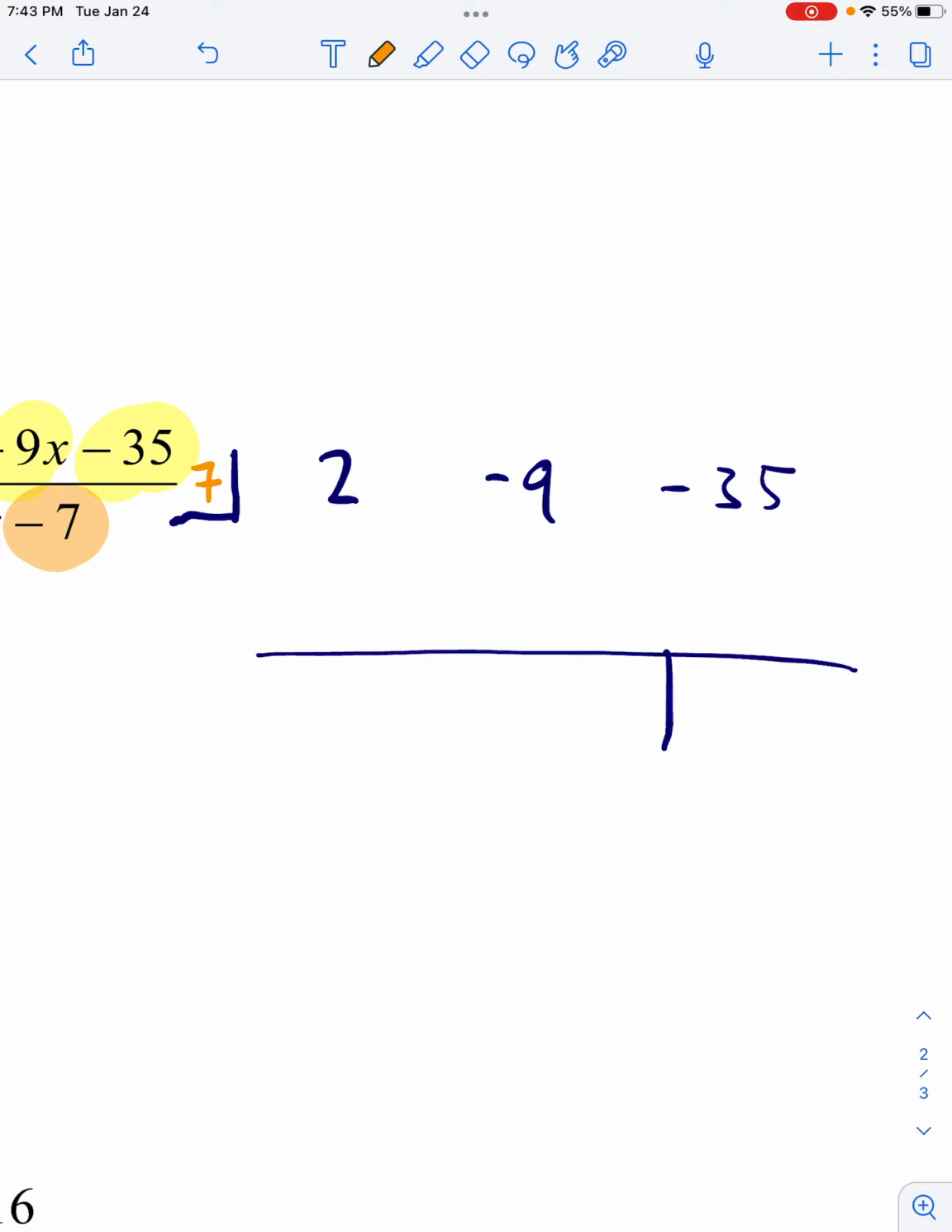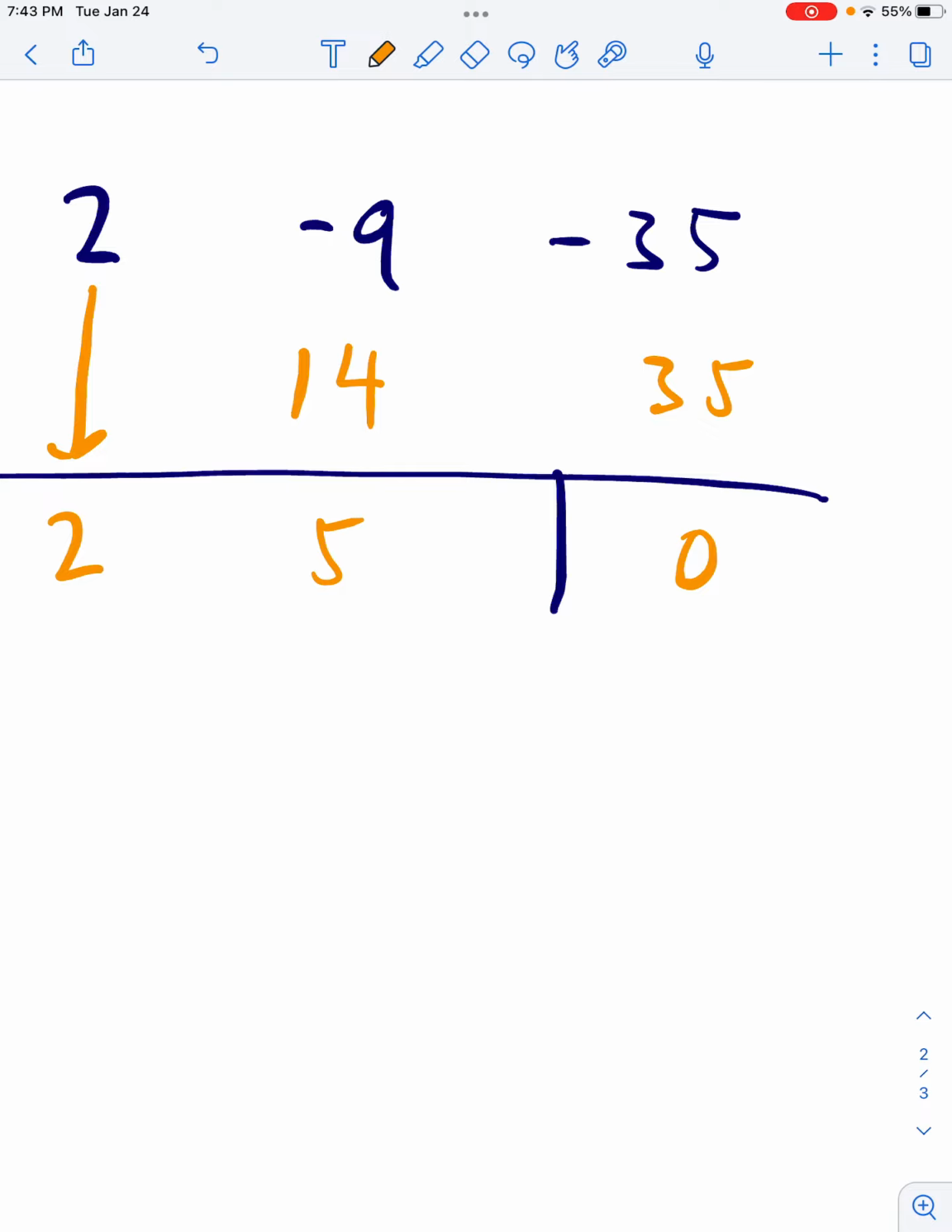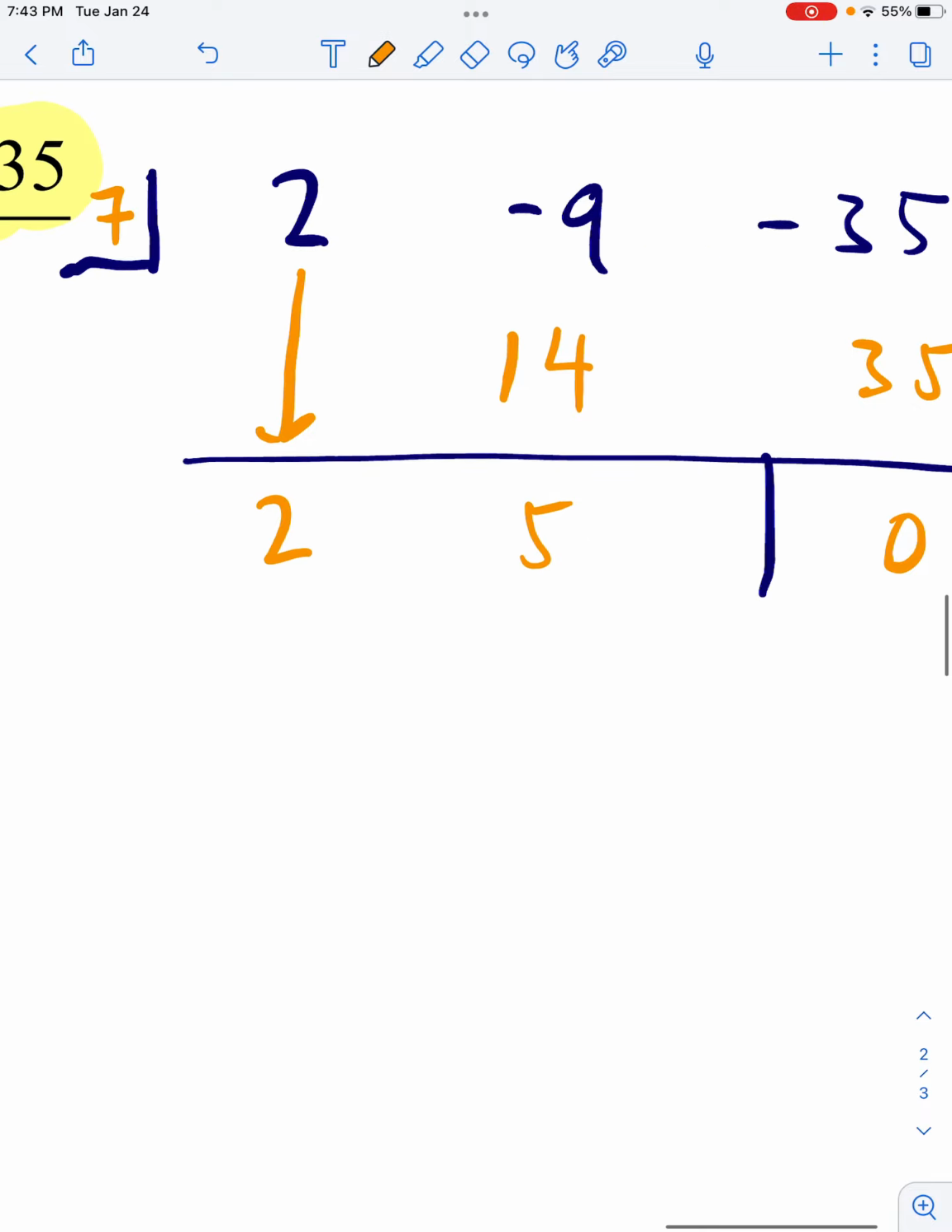Okay? So again, we start out, we just draw an arrow underneath this 2. We just copy the 2 down there. All right, so then it's multiply, add, multiply. So we're going to multiply 7 times 2. That gives us 14. We write that in the next empty space. Add, -9 plus 14 is 5. Now multiply again. 7 times 5 is 35. Add again. -35 plus 35 is 0. So there's no remainder in our remainder box.